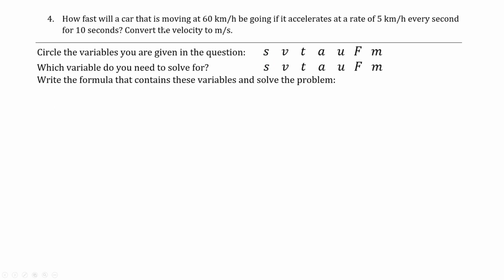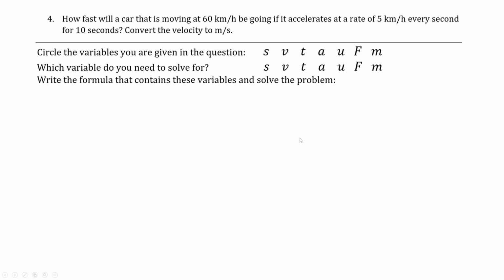How fast will a car that is moving at 60 kilometers an hour be going if it accelerates at a rate of 5 kilometers an hour every second for 10 seconds? Convert the velocity to meters per second. You can do this either way. You can do the conversions at the start, or you can do the conversions at the very end once you've worked it out.